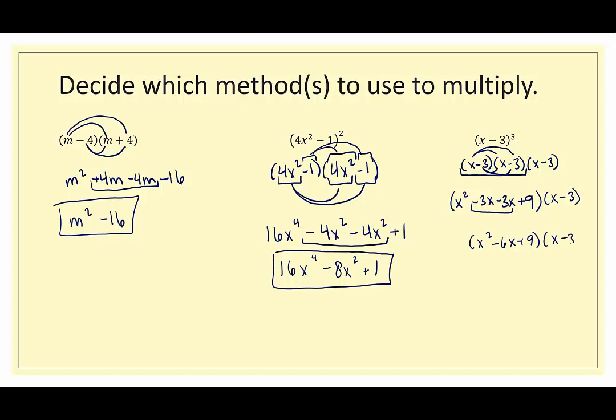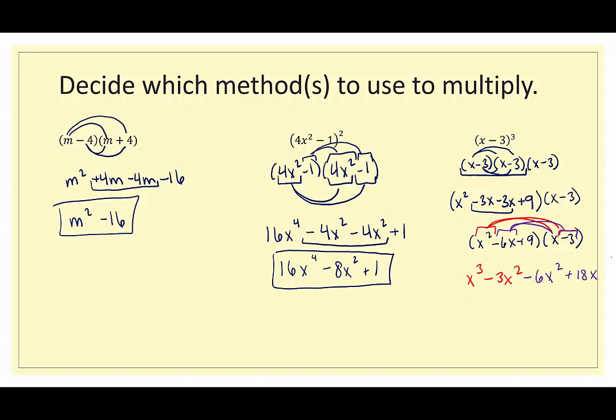And then we're going to multiply this trinomial to this binomial x minus 3. First, I'm going to take x squared and multiply it to x. X squared times x is x cubed. X squared times minus 3 is minus 3x squared. Then we have minus 6x gets distributed to x. That's minus 6x squared. Minus 6 times minus 3, a negative times a negative is positive. 6 times 3 is 18, and then we bring down that x.